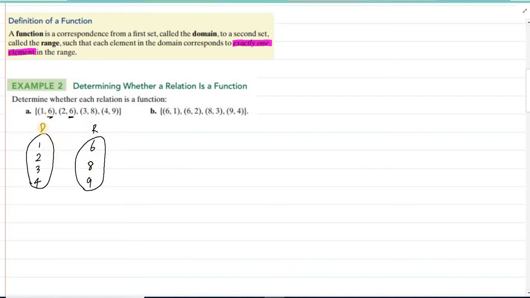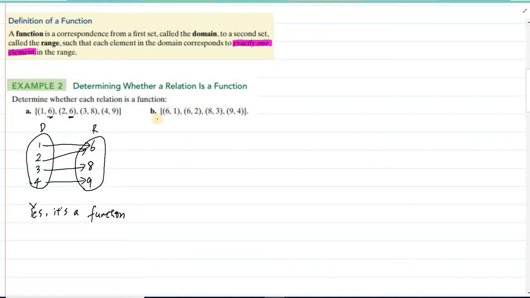Once I write down the domain and range, I'm going to go ahead and connect them as sets. All right, 1, 6. We'll go ahead and use the arrow. 1, 6. We also have 2, 6. We have 3, 8 as a set, and 4, 9 as a set. Then, looking at this relation, I'm going to check the definition. The domain corresponds to exactly one element in the range. If we look at this graph, each element of our domain corresponds to exactly one element. So we say this is a function, because it satisfies our definition.